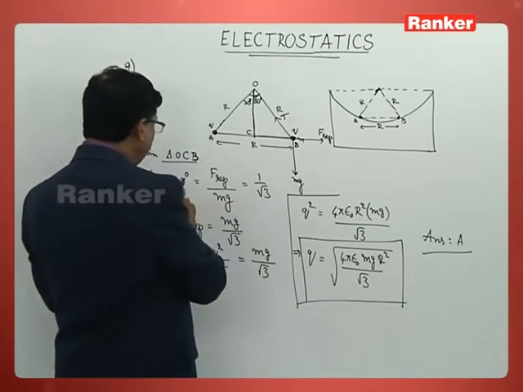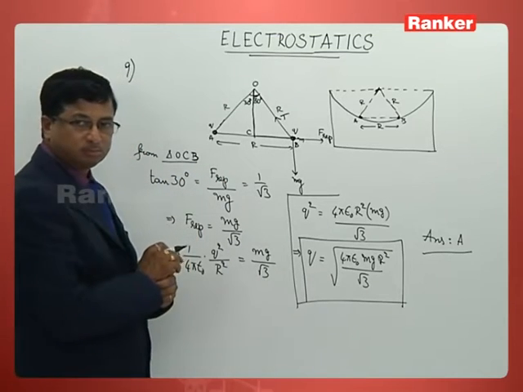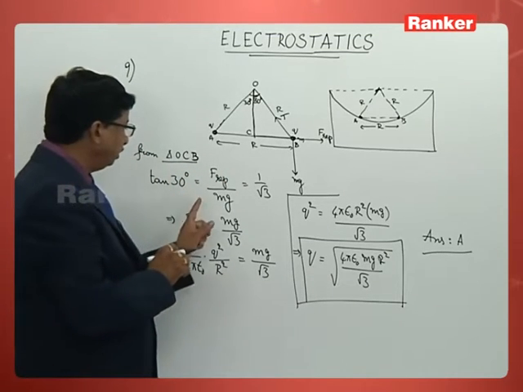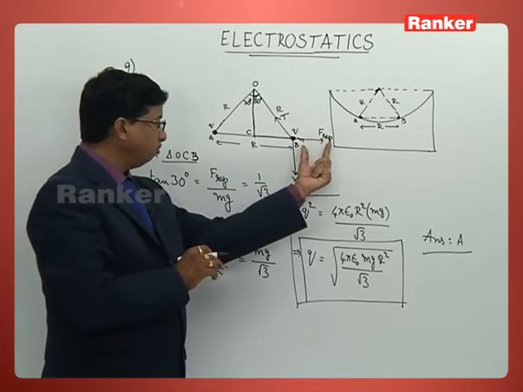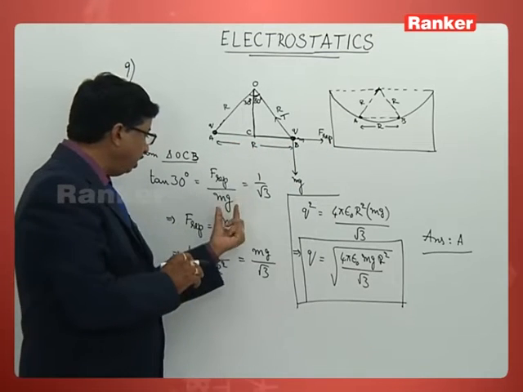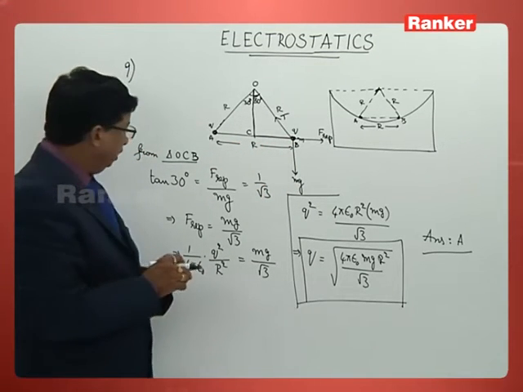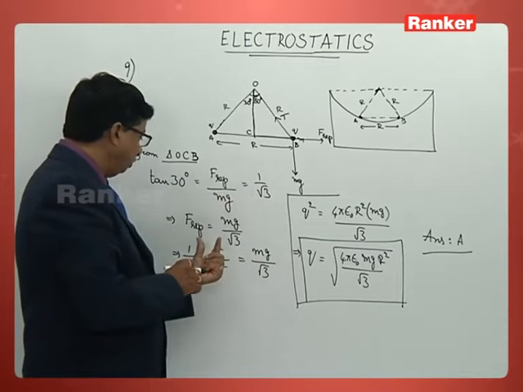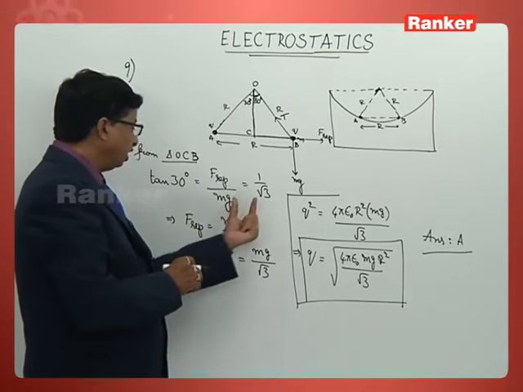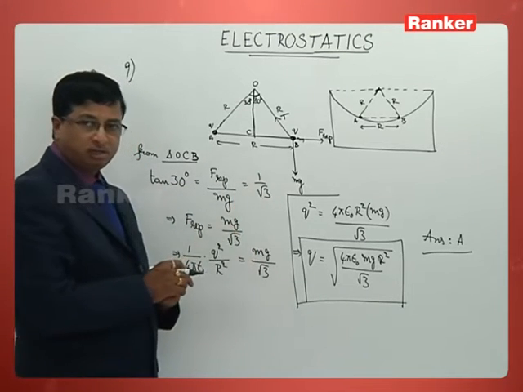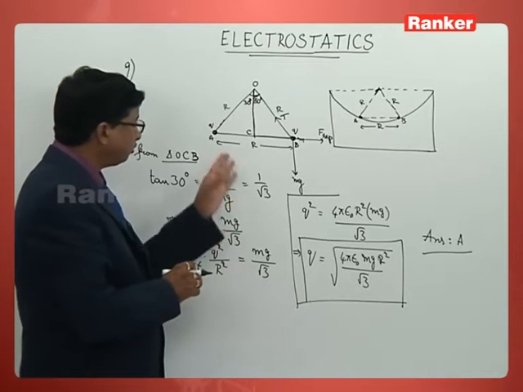What is the value of tan 30 I have estimated? That tan 30 is the force of repulsion between these two beads divided by the weight of this particular bead. If I just write its value, the force of repulsion, I am getting it as mg by root 3. But what is the force of repulsion between the beads?